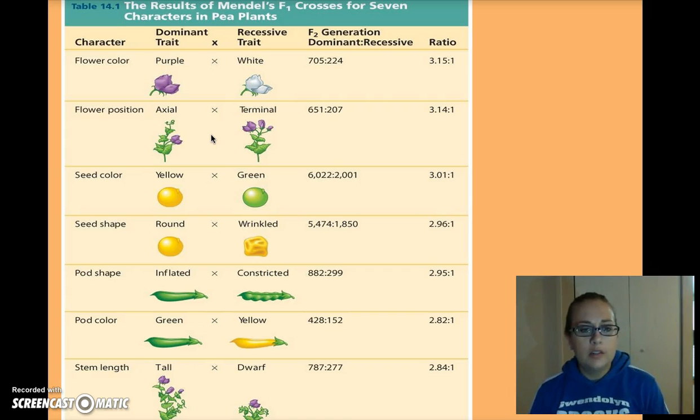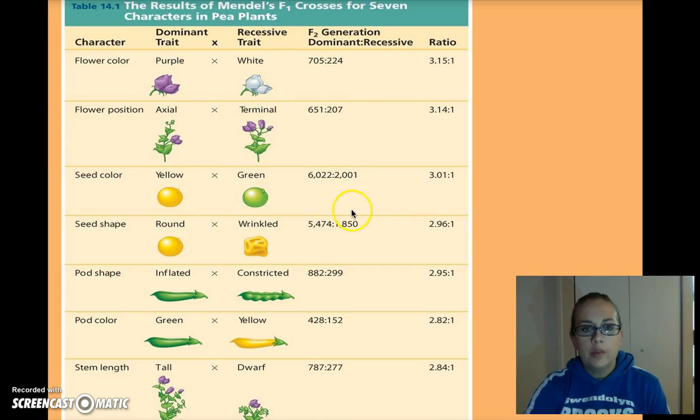Then you've got seed color, green and yellow. You've got seed shape, so round versus wrinkled. The pod shape, the inflated versus the constricted. Pod color would be green versus yellow. And then again, stem length or plant height would be tall versus short. So those are all of the characters that he was looking at with each of the traits for each of the characters. And now what you're looking at here, this is the cross of the F1 generation.